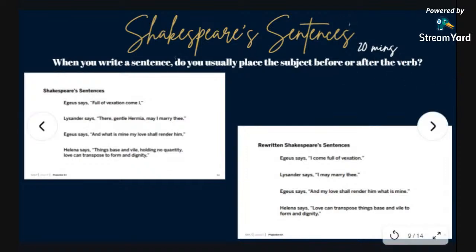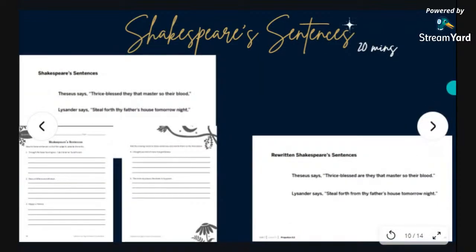So after discussing that, they'll project the example sentence or put it on the board. And before revealing the rewritten versions, the teacher will invite students to adjust them by placing the subject before the verb. The teacher will go on to talk about how sometimes Shakespeare left out words and then project examples or put them on the board. Again, inviting students to adjust the examples before revealing the rewritten versions of them.